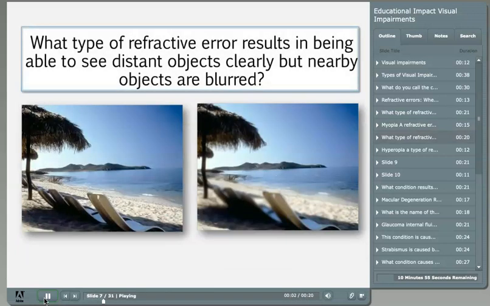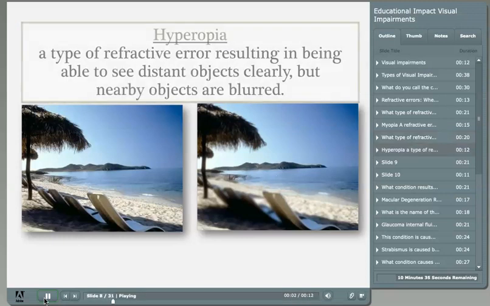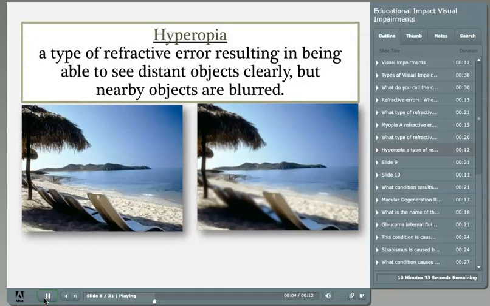What type of refractive error results in being able to see distant objects clearly, but nearby objects are blurred? The answer is hyperopia. Hyperopia is a refractive error where distant objects are clearly seen, but nearby objects are blurry.